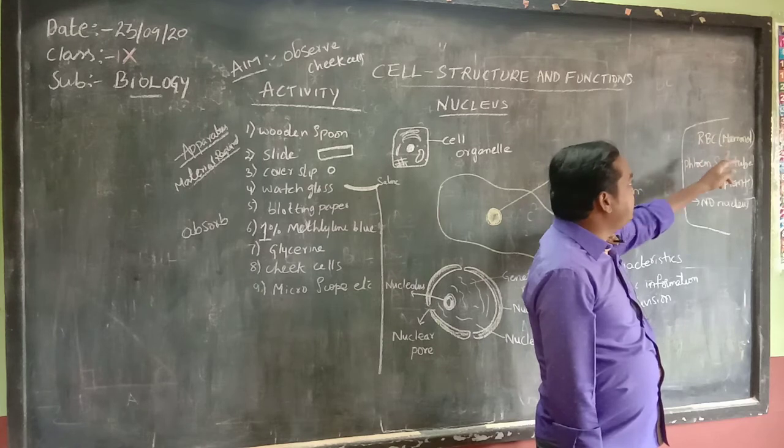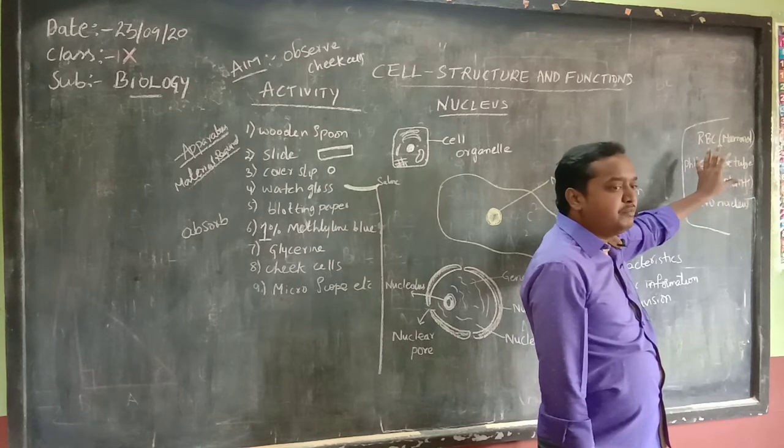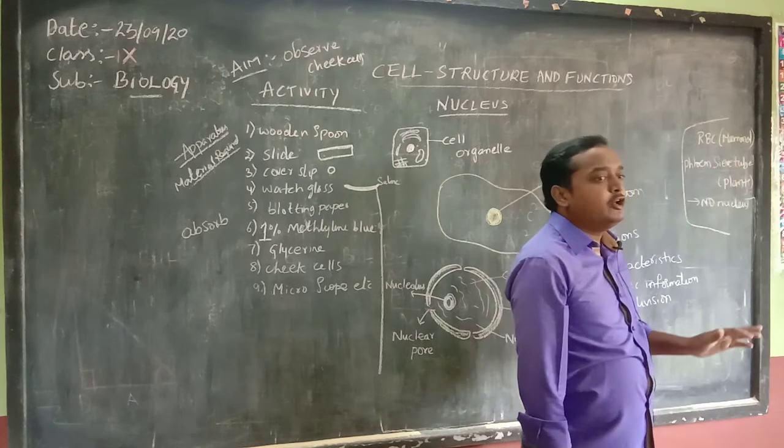RBC of mammals and phloem sieve tubes of the plants, these are the two parts of different organisms. They do not maintain any nucleus.